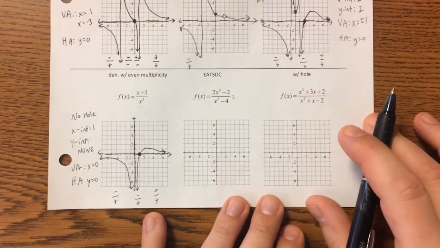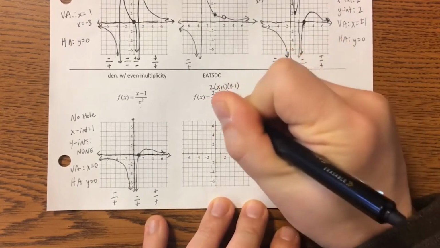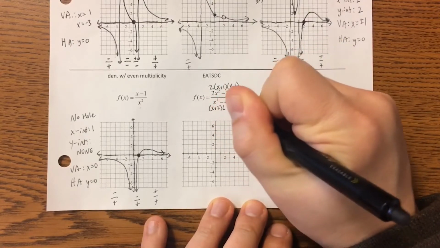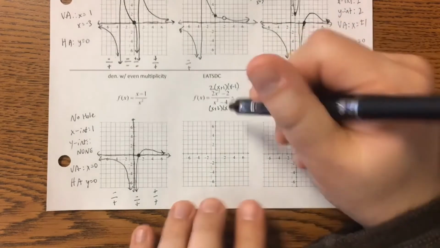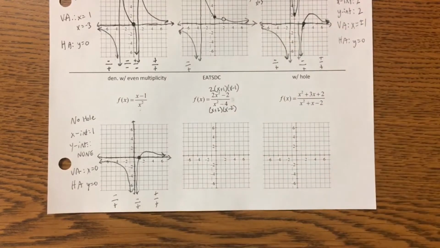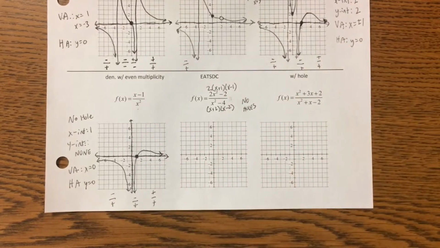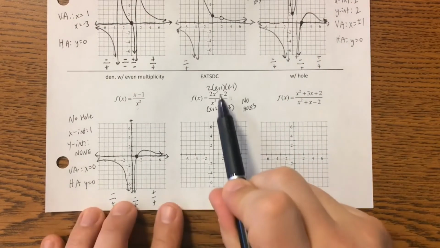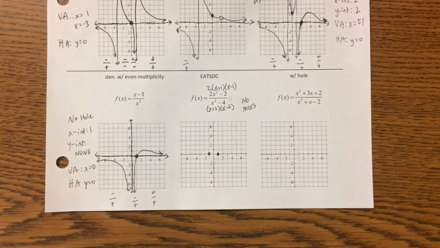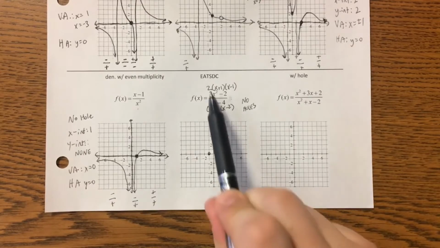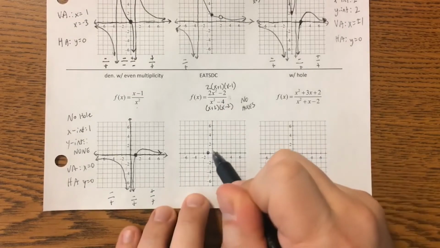If I factor the numerator, I'm going to get 2 times x plus 1 times x minus 1. And if I factor the denominator, I get x plus 2 times x minus 2. All right, are there any holes? No holes. Okay, my x-intercepts are going to be at 1 and negative 1. If I plug in 0 everywhere, I'm going to get a y-intercept at 2 over 4, which is 1/2.